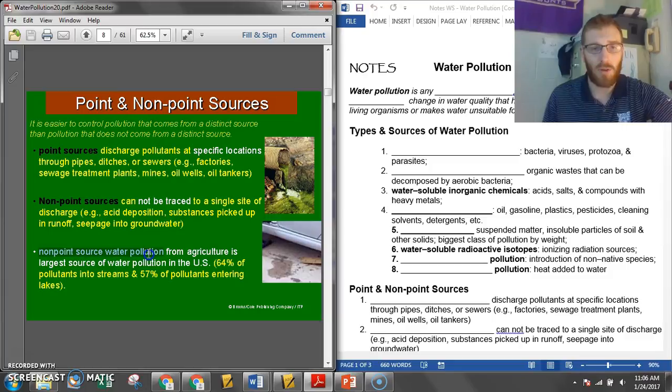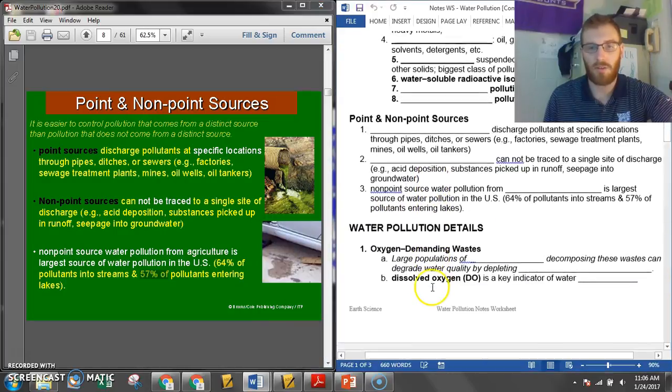Non-point source water pollution from agriculture is the largest source of water pollution in the U.S. at about 64% infecting streams and 57% of pollutants entering lakes. That obviously goes here.